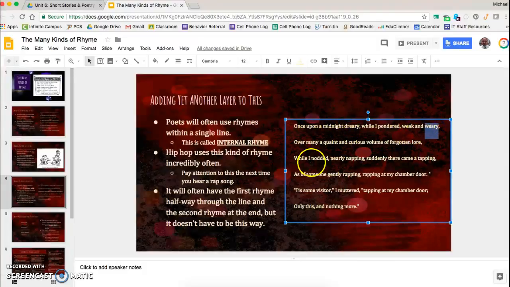In fact, if we read through this, we'll get to while I nodded nearly napping, suddenly there came a tapping. As of someone gently rapping at my chamber door. So this is repeated. You'll also notice that this is an internal rhyme going from one line to the next. Sometimes it can go over two lines where they just repeat that rhyme, but it's not just at the end. And then we see tapping here again repeated from up here. So those rhymes are not coming at the end, so we call them internal rhymes, even though in this case they're on two separate lines.